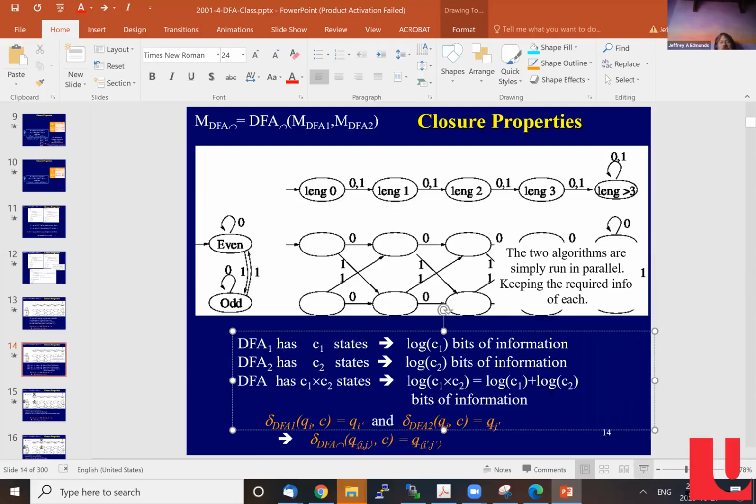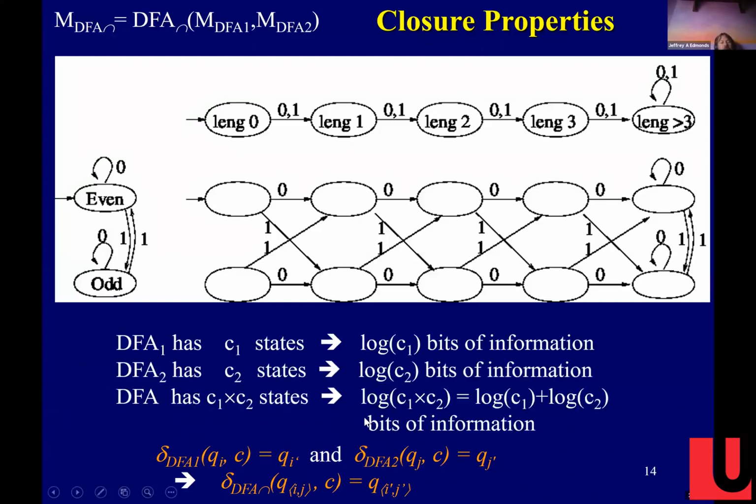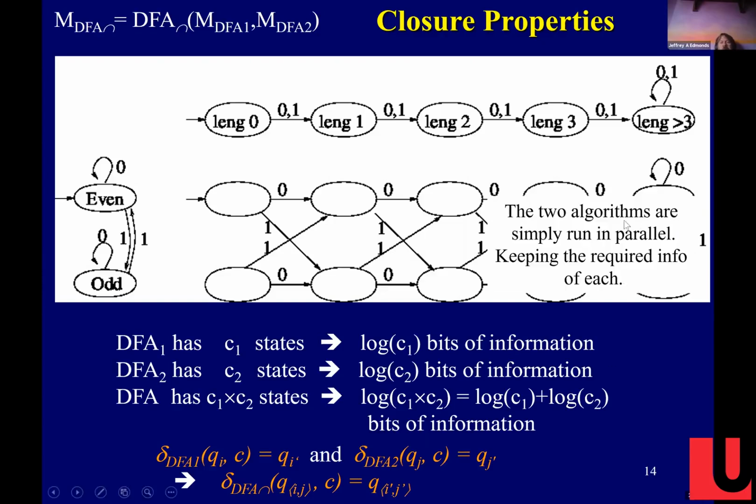Right? And so the log of C1 times C2 is the log of C1 plus the log of C2. That's just saying my algorithm has to remember both of these, so it has to have bits to store this and bits to store this. So it has to have the bits to store both of them. Does that make sense? The algorithms run in parallel, so they're required to keep the information of both.